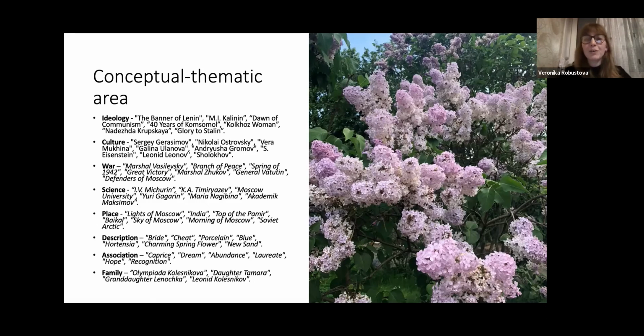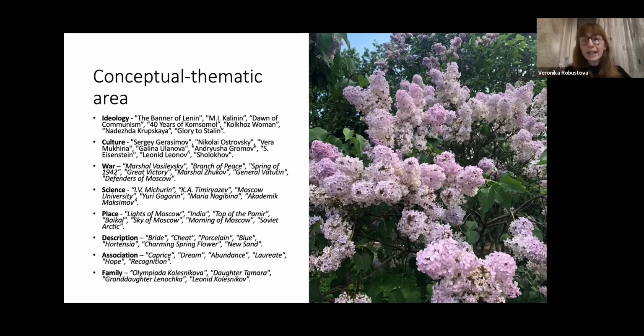And then we have here also Nikolai Ostrovsky, Vera Mukhina, Galina Ulanova, Andrusha Gromov, Eisenstein, Leonid Leonov, Sholokhov, and so representatives of different cultural spheres, cinema and theater and ballet and literature, of course, and so on and so forth.